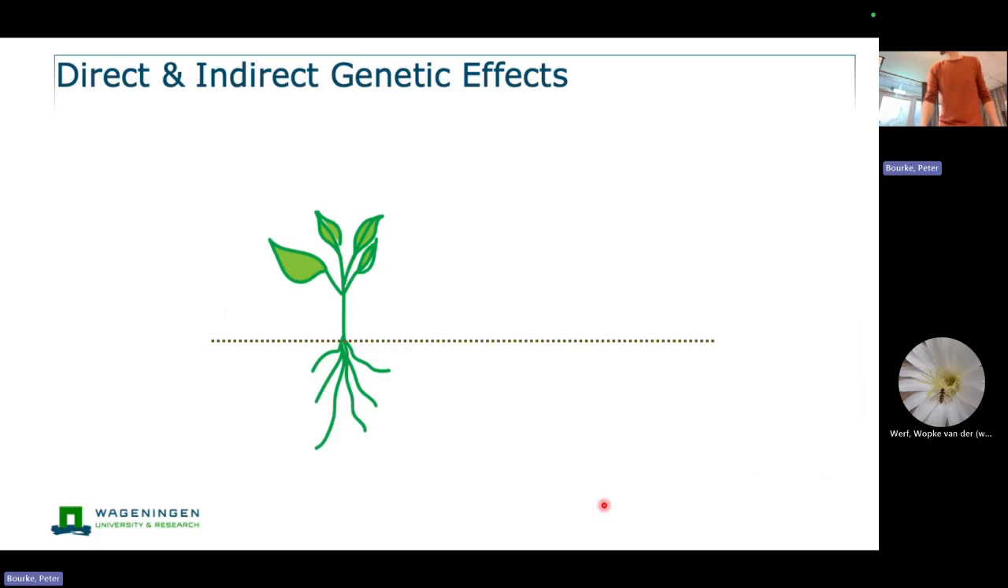Of course, in the past, or even currently, breeders are focused on trying to define the genetic merit of candidates for selection, so of individuals, accessions, lines that they're screening. And normally they try to estimate essentially a breeding merit, a breeding value, or some way of ascribing a value, like with a selection index, to that particular genotype.